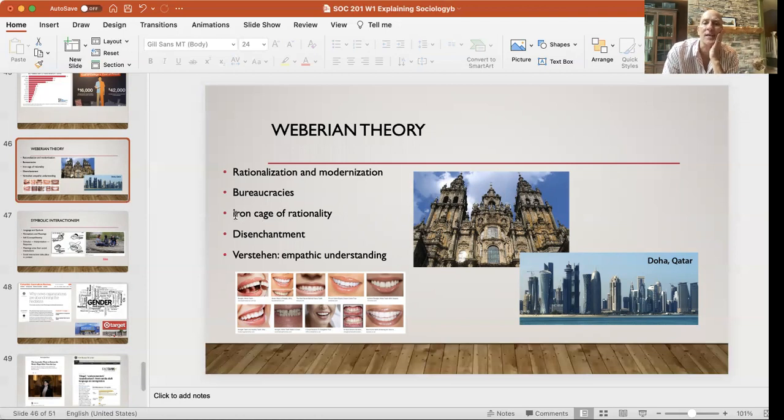He kind of talked about that rationality can become an iron cage where we get trapped in the systems of rationality and they're very dehumanizing. And the world becomes a place that becomes disenchanted, becomes viewed through this lens of science and rationality, and that we lose sort of the mystery or that spiritual world itself.